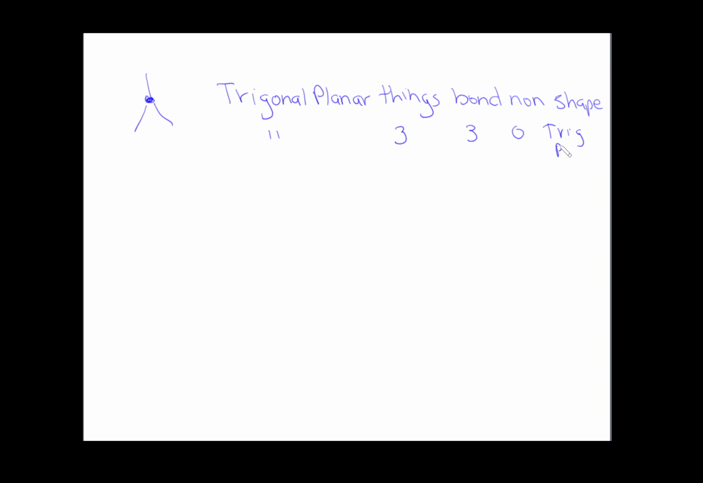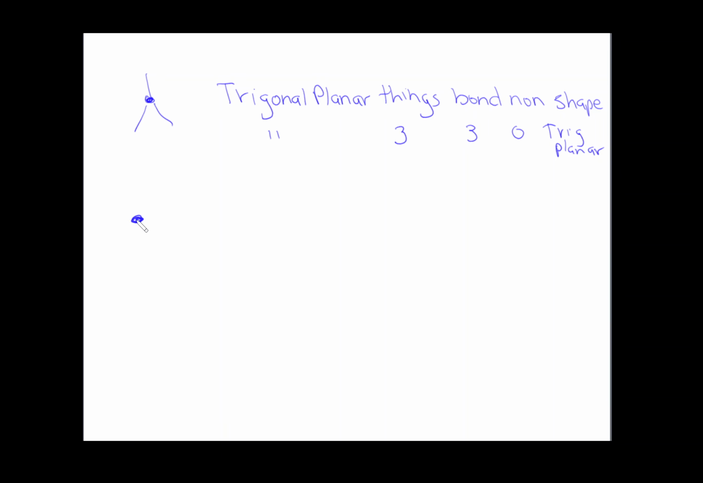So here's our original. We know it's 120 degrees, and so this is family trigonal planar. We know, if you will, the things. I need to know bonding, non-bonding, and shape. Okay, well, if I have all 3 things, it would be trigonal planar, 3 things, 3 bonds, no non-bonding, so it is still called trigonal planar.